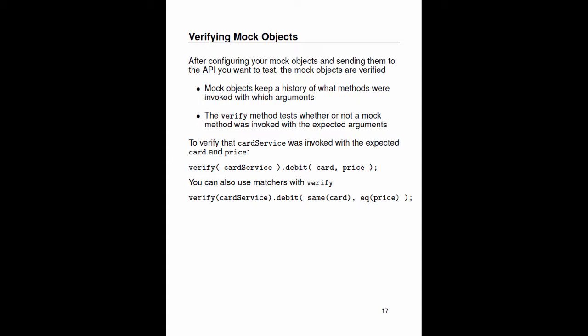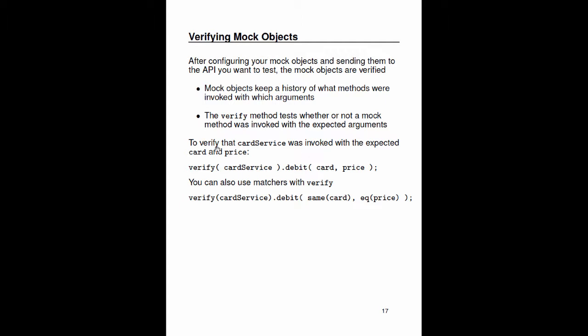And the way this works is that the Mockito mock object will maintain a history of what methods were invoked and which arguments they were invoked with. It's kind of like keeping a little list of, okay, this method was invoked with these values, and then it was invoked with this value here, and you can play that back and verify it as part of your tests. And the way you do that is with the verify method.